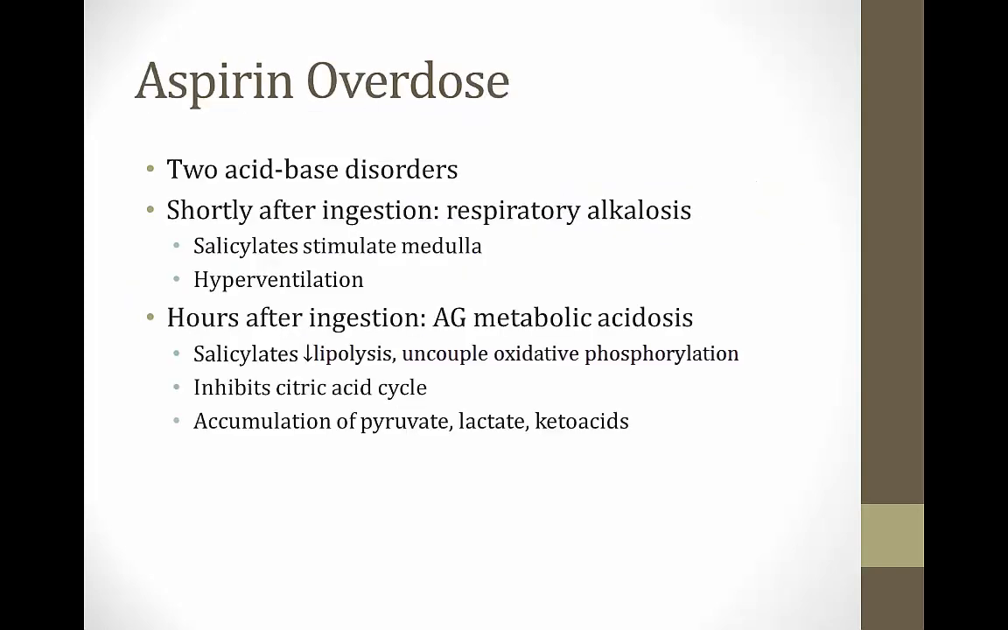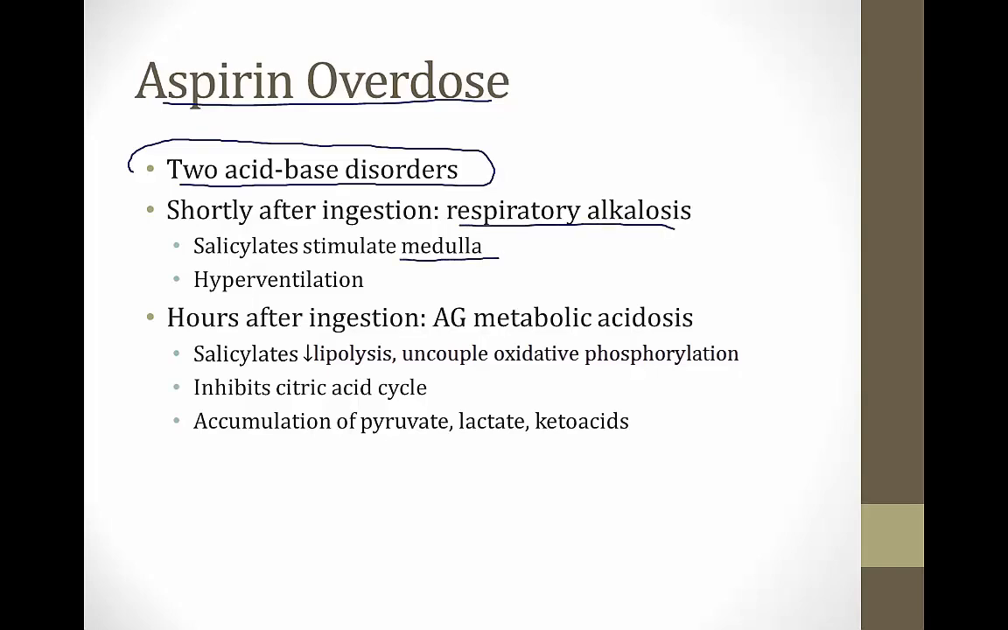And then the last item on our mud piles list is salicylates, and this means aspirin overdose. So it's very high yield for your boards to know the metabolic consequences of an aspirin overdose. So aspirin causes two acid-base disorders. Shortly after ingestion of an overdose amount of aspirin, you get a respiratory alkalosis. This is because the salicylates stimulate the medulla, and recall that the respiratory control center is in the medulla, and this leads to hyperventilation, and the patient will blow off CO2 and get a respiratory alkalosis.